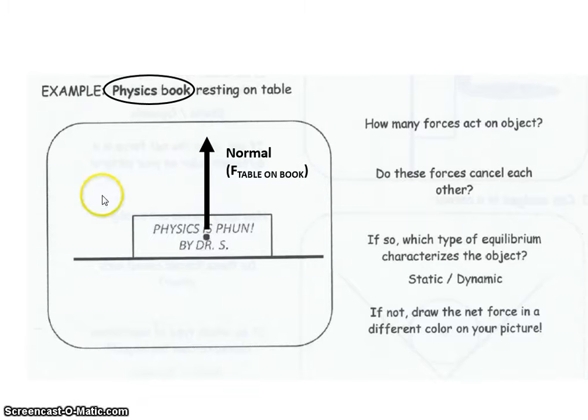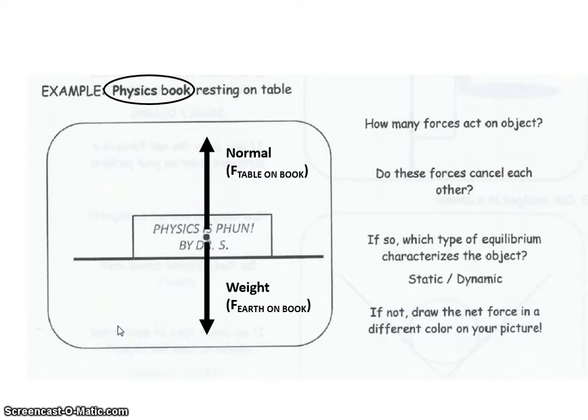Now, the other force that acts on the book is probably the one I should have started with, the more obvious one, which is the weight. And the weight is the force of the Earth pulling on the book. And of course, that's a downwards force. And so you would call it weight, you label it Earth on book, and you draw an arrow that points down. And the idea would be that these two arrows are going to have the same length, but they're just going in opposite directions. So essentially they cancel each other out.